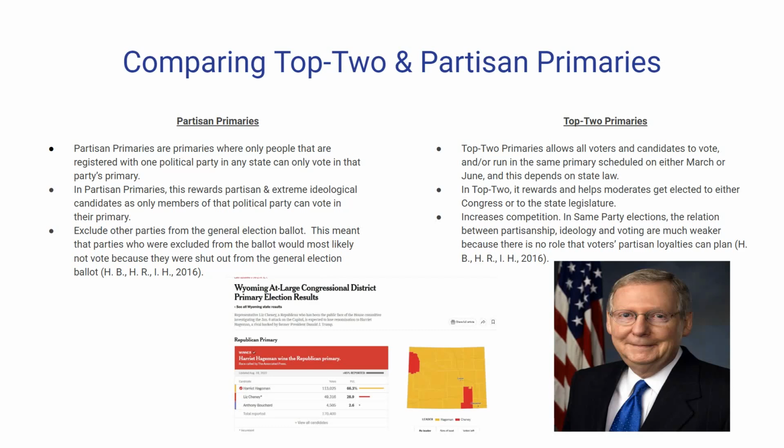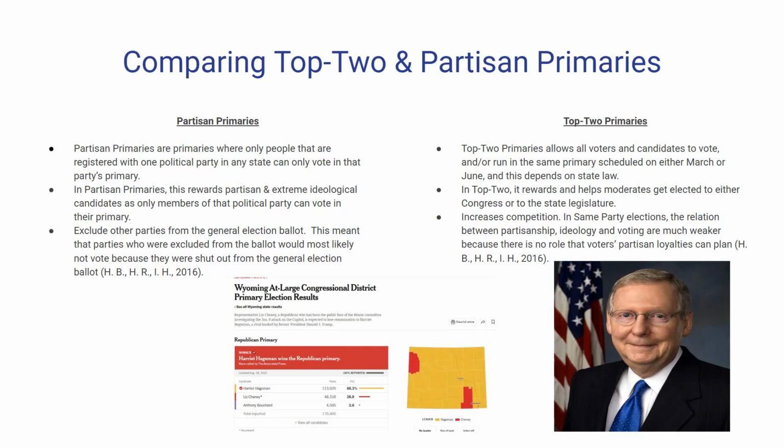As I said earlier, partisan primaries are primaries where people registered with one political party in any state can only vote in that party's primary. While top two primaries allow all voters and candidates to vote and or run in the same primary, scheduled in either March or June, and this depends on state law pretty much.